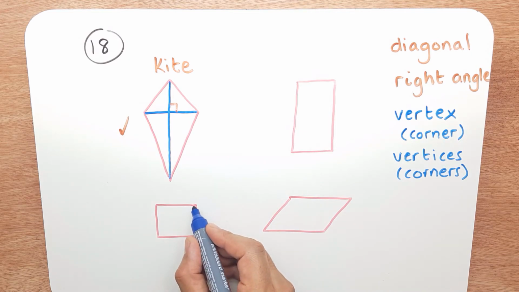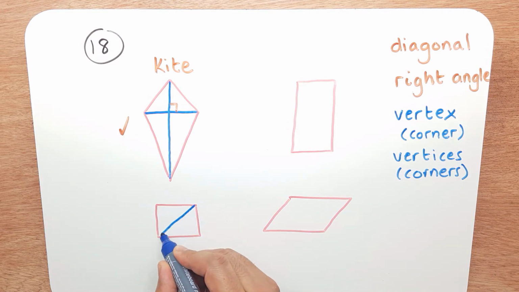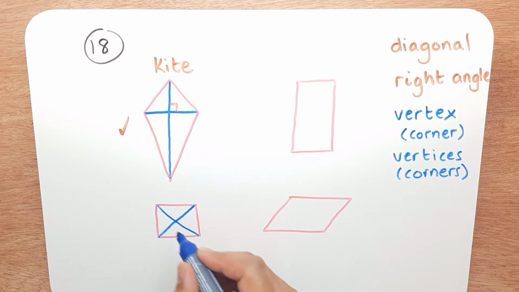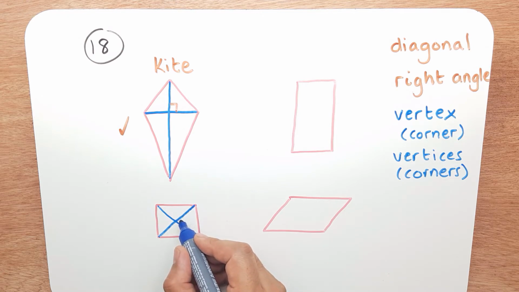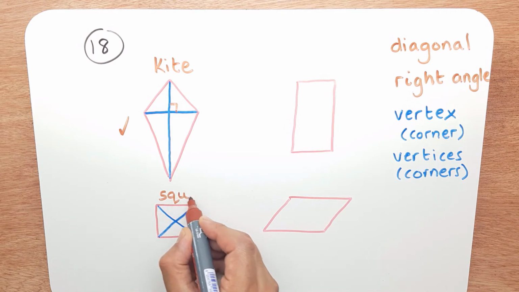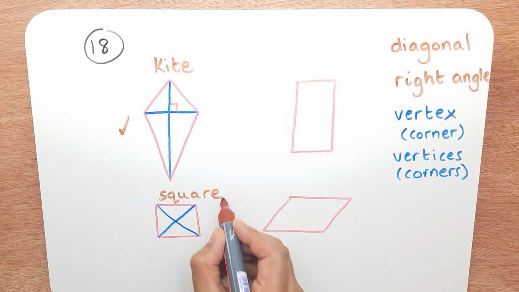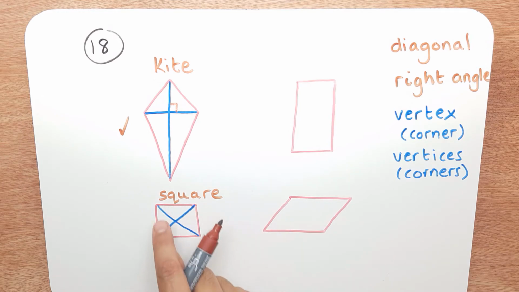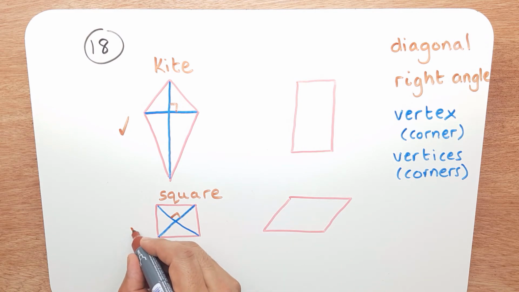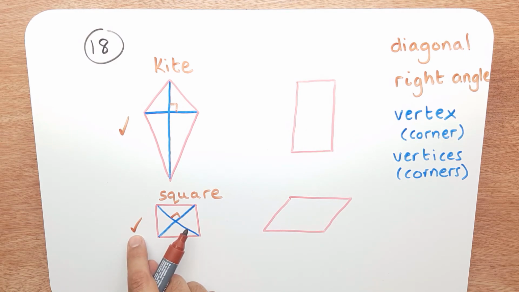Let's do the same thing for this shape. So one vertex to the other and one vertex to the other. And because this is a square, so let's write the word square there. And it's got a strange spelling, so you have to learn this. Square. When you do the diagonals, they cross at 90 degrees. So again, the diagonals cross at 90 degrees, or at right angles.